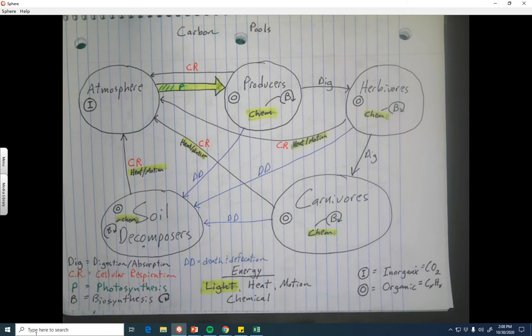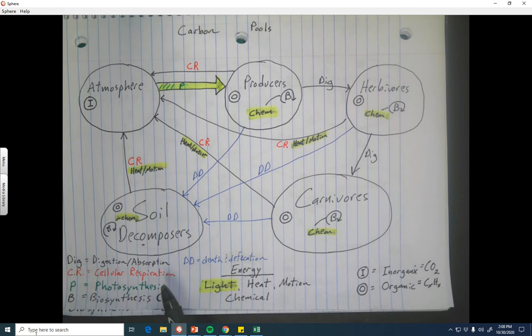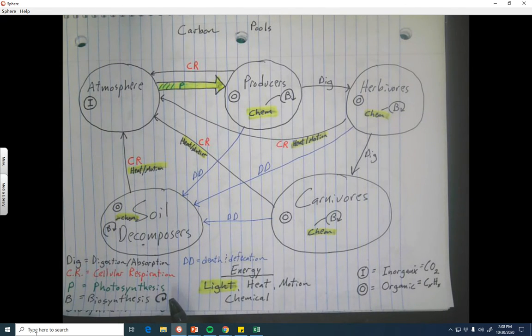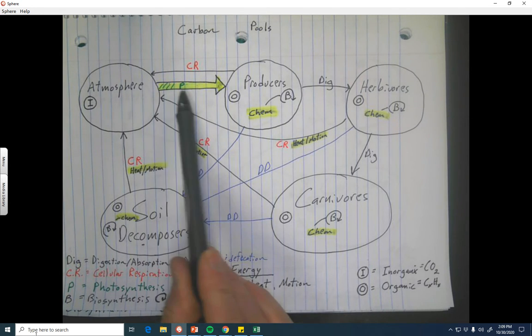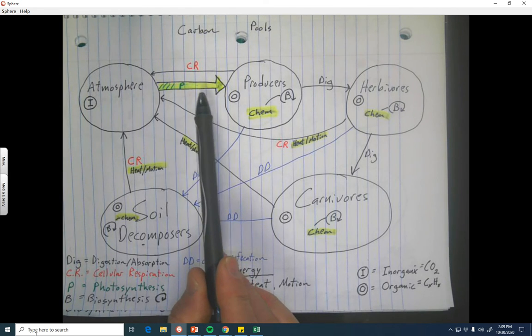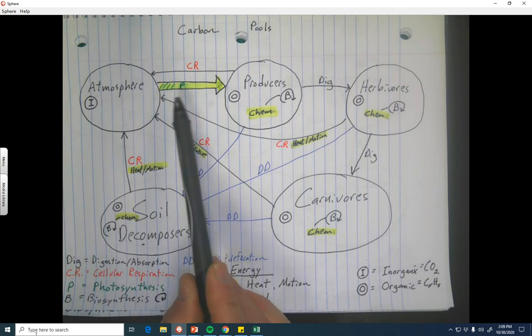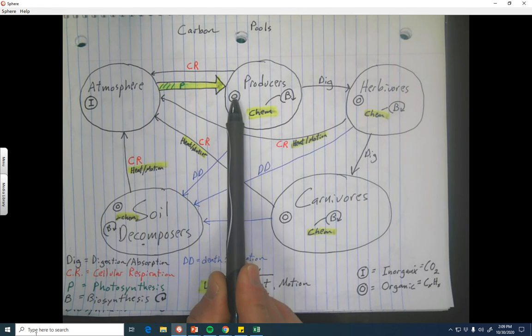Let's take a look at first hour's notes and just kind of get a rough idea of what's going on. So we have our different processes which are occurring. We have a key down here for the different processes that are occurring that allows matter to move from one pool to the next. As an example here, photosynthesis, which is one of the biggest, most important processes on our planet, allows inorganic carbon from the atmosphere to move into the producer and become organic.